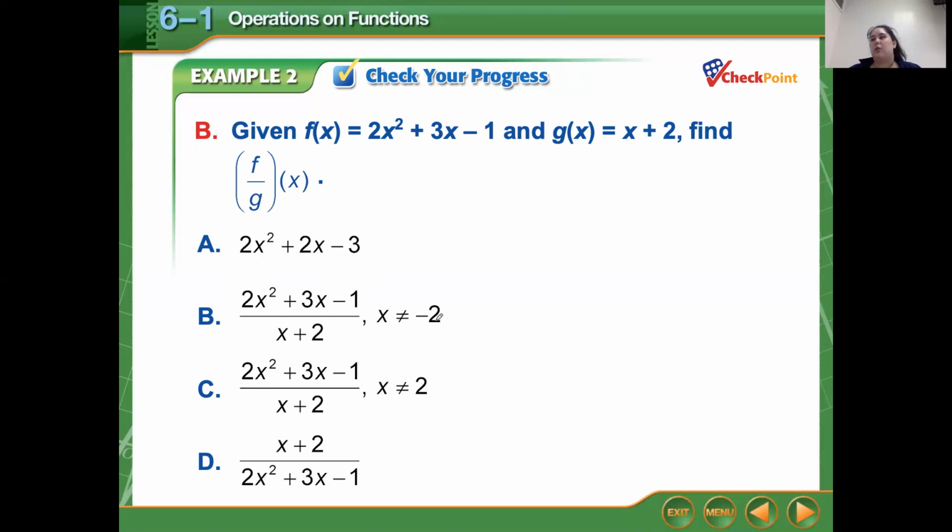Again, pause the video as needed. With this one, you should get B because x cannot be negative 2. If I plug in negative 2, I get 0 in the denominator. But 2x squared plus 3x minus 1 and x plus 2 don't have any common factors.